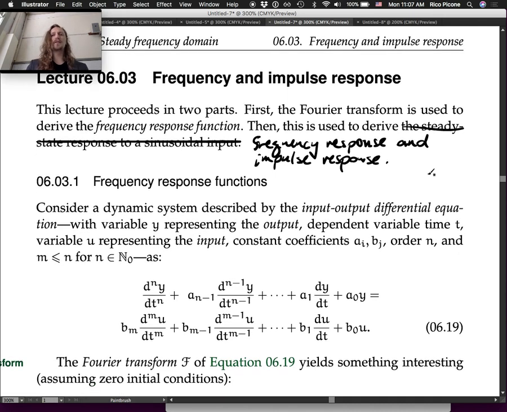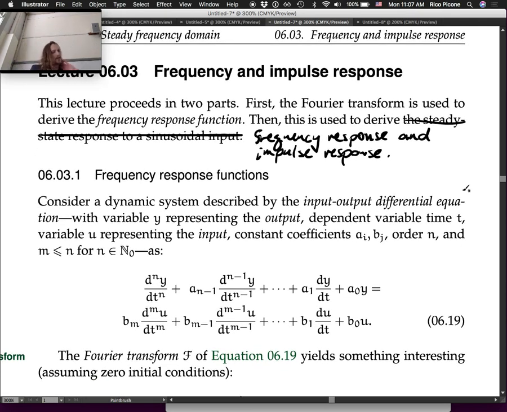So first, frequency response functions. This is the last of the ways we'll represent systems mathematically. Consider a dynamic system described by the input-output differential equation with variable y representing the output, dependent variable time t, variable u representing the input, constant coefficients a, b, order n, and m less than n, for n being a positive integer. This is just a fancy way of writing any order linear input-output ordinary differential equation, which we know how to solve.